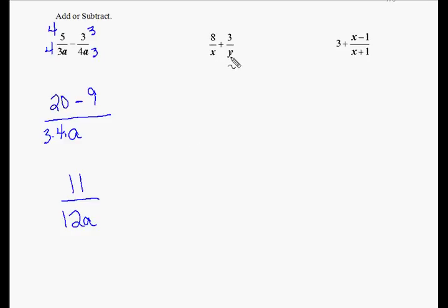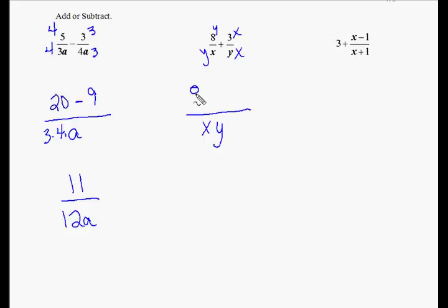Looking at this next one, x and y is my denominator. There's nothing common. So if I wanted to get a common denominator, I would just use everything since there's nothing common. And there's no plus sign, so I don't need to do any parentheses. This first fraction is missing the y, so I'll multiply both the numerator and the denominator by y. And the second fraction is missing an x.